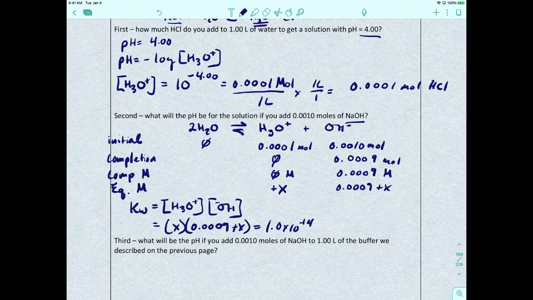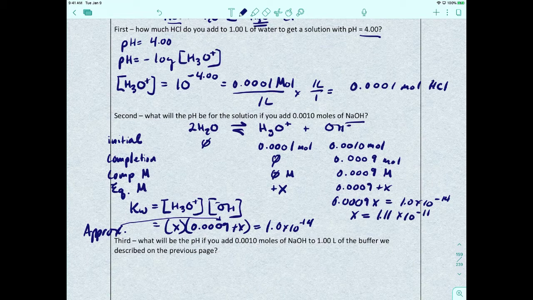Now, if we assume with the approximation that X is not going to change all that much, then that concentration for the hydroxide is really just 0.0009. So that would be 0.0009X is equal to 1.0 times 10 to the minus 14th. X, if we divide both sides by 0.0009, should give you 1.11 times 10 to the minus 11th.